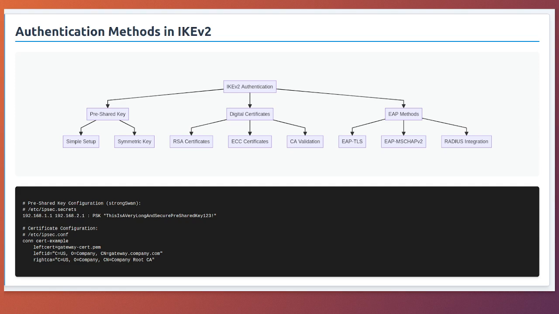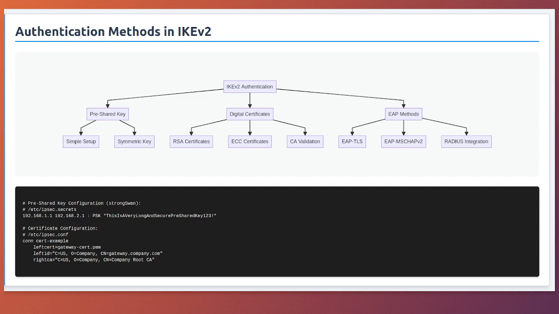This flexibility makes EAP popular for remote access VPNs where you need to authenticate individual users rather than devices. The authentication process in IKEv2 is elegant. During the IKE_AUTH exchange, each peer computes an auth payload by signing a hash of previous messages. This proves not only that they possess the correct credentials but also that they participated in the key exchange. It prevents replay attacks and ensures perfect forward secrecy.